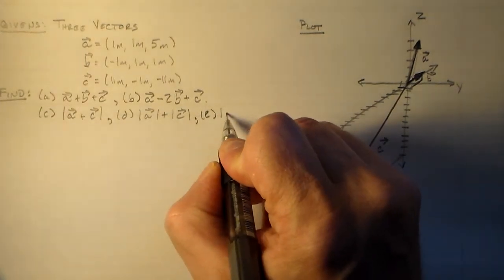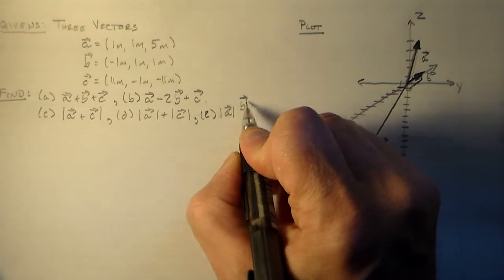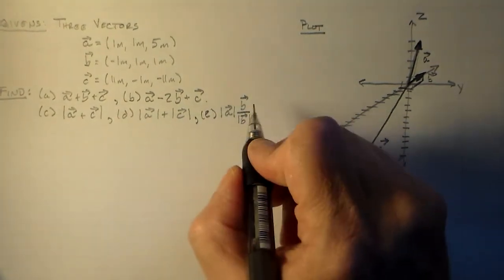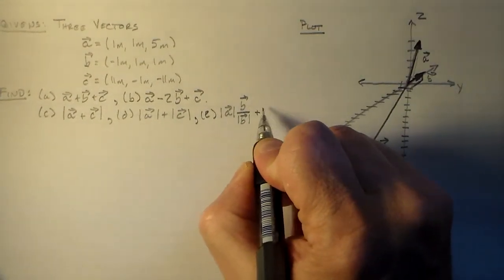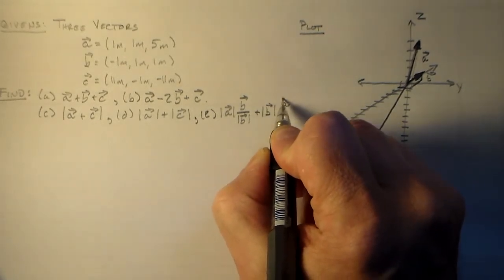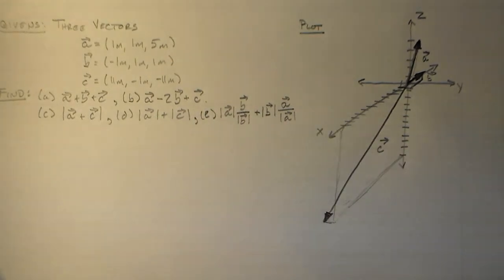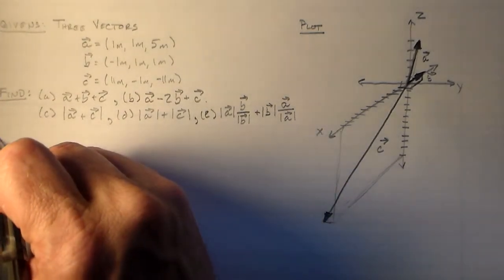Maybe we'll take the magnitude of A times B divided by the magnitude of B, like that, plus magnitude of B times A over the magnitude of A. I'm really tempted to use different notation, but we'll stick with this. I don't want to confuse you at this point. There's plenty of time to confuse you later.